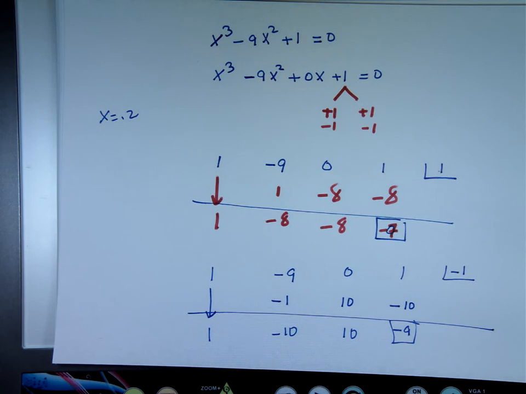Go ahead. Chapter 4.7, question number 4. What is it? It's length and width of a rectangle. I'm still recording.